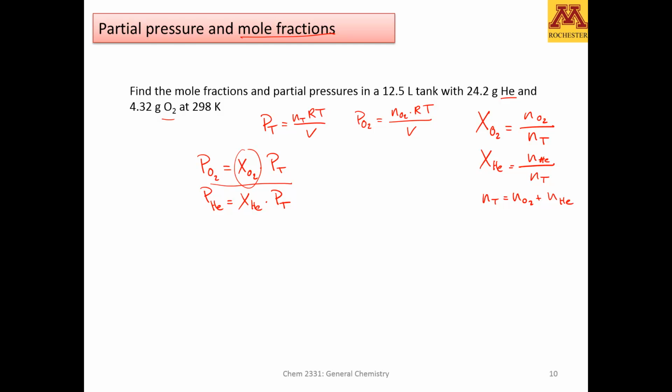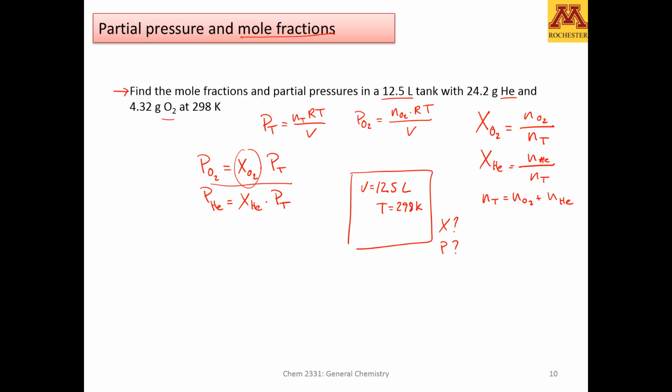In this case, it's asking us to find the mole fractions and partial pressures in a container. The volume is 12.5 liters. It's important to write down and draw something so that you keep a visual record of what the problem gives you and what it's asking. In this case, it's asking for the mole fractions, and also for the partial pressures.